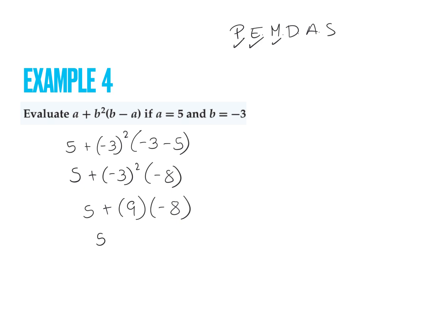To get 5 plus negative 72. Sorry, not 72. Negative 81. It's negative 72. What I said first is right. And then, do I have addition? Yes, I do. So then I do 72 and 5. One is positive and one is negative. So because they are different signs, I go ahead and subtract. And that's going to give me negative 67.